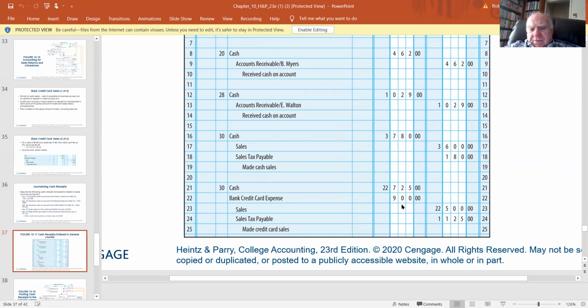You notice on this one, they're taking the percentage only on the sales. On the other example, they took it on the sales tax too. So I'm not sure which is correct, or maybe it varies from state to state. So do the credits first, the sales first, then the payable. Then you say to yourself, well, we have credit card expense. I know I need to debit. And we come up with the cash amount of $22,725. We just balance out this journal entry.